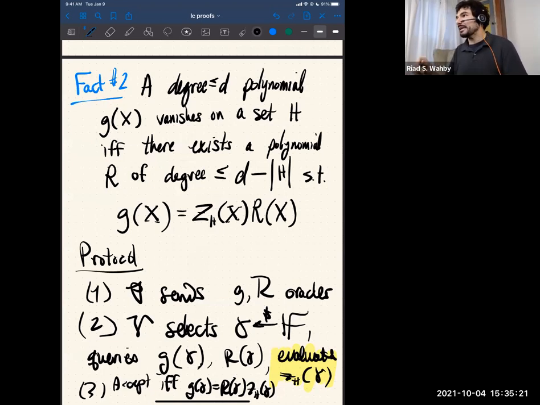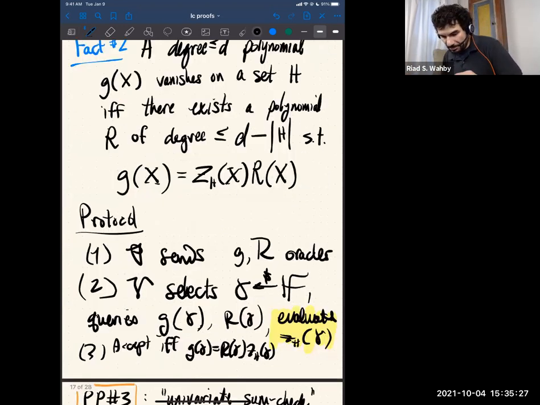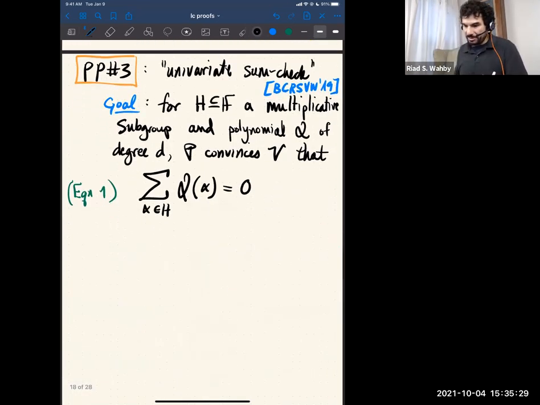Okay, great. So that's our second mini protocol. The third mini protocol that we need comes from the Ben-Sasson et al. paper. It's a very nice paper. It's called a univariate sum check. This comes, I believe, from the Aurora paper, which is from 2019.